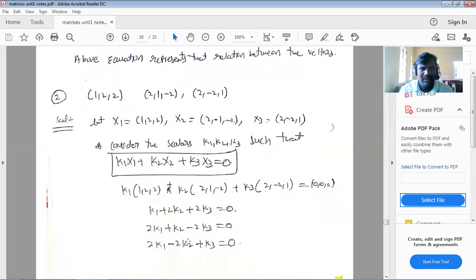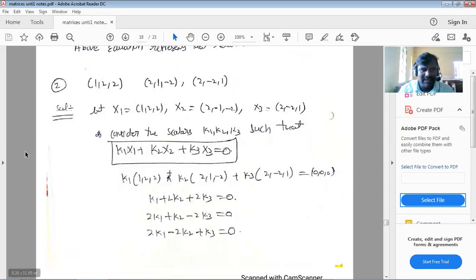Okay. Now the first vector I am writing, x1 is 1, 2, 2; x2 is 2, 1, minus 2; x3 is 2, minus 2, 1. Now whatever the given vectors, first you have to write down the linear combination equal to 0. This is called the linear combination of x1, x2, x3. This is called a linear combination of the given vectors.